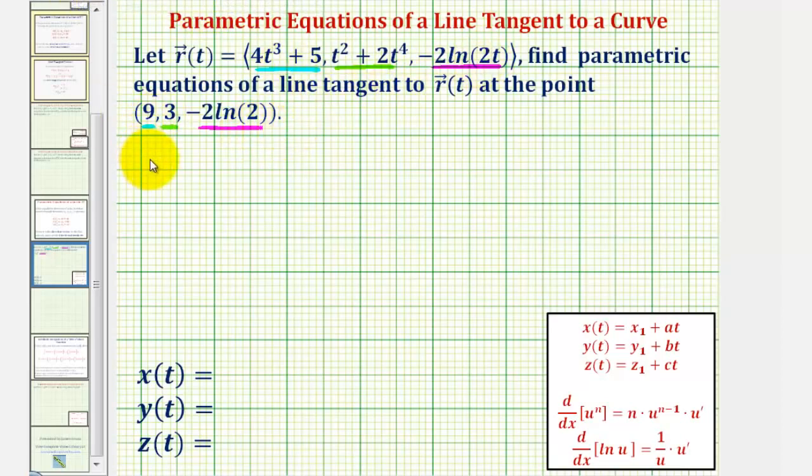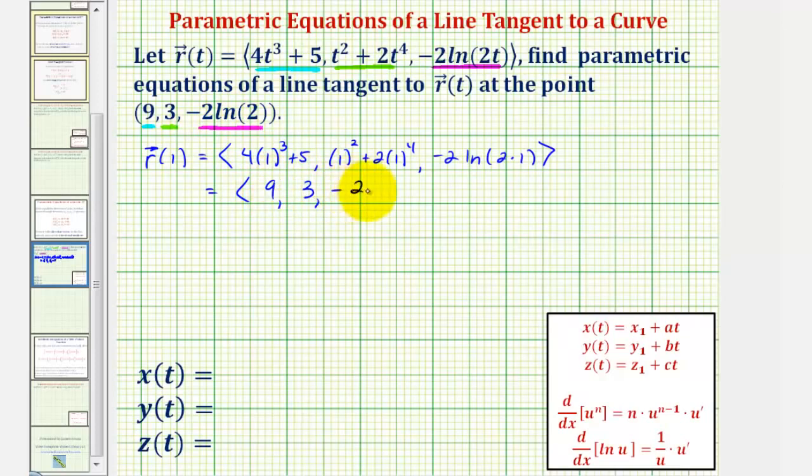But again, to emphasize this, let's go ahead and perform the substitution and find r of 1. So r of 1 would be equal to an x component of 4 times 1³ + 5, the y component would be 1² + 2 times 1⁴, and the z component would be -2 ln 2 times 1. So again, notice how this vector does have the terminal point at the point of tangency, which would be (9, 3, -2 ln 2).